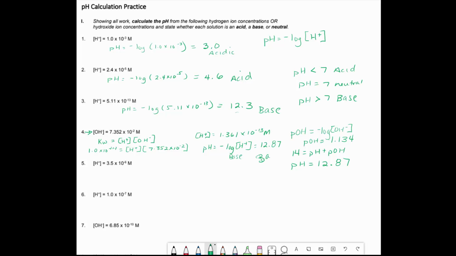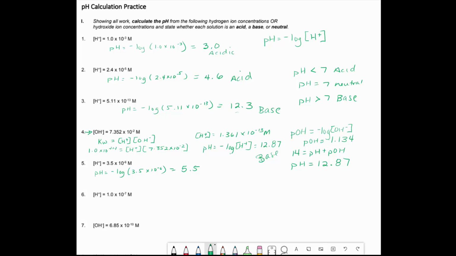And again, this is a base solution because the pH is greater than 7. Number 5, we have a hydrogen ion concentration. So that's the easy way for us to do this. The negative log of this value, 3.5 times 10 to the negative 6. Punch that in my calculator, and I get the pH is 5.4, well, we'll call that 5.5.